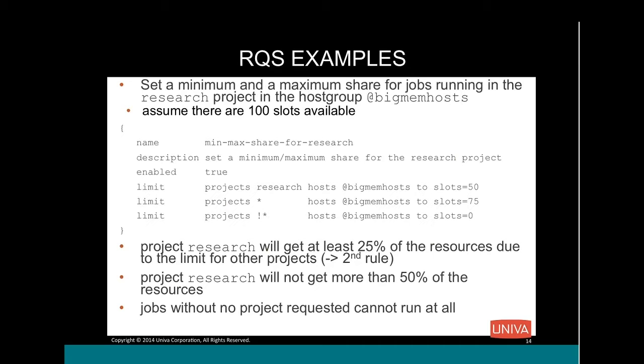So the name, the description, and the enabled are very standard, but you can see there are multiple rules here. In this case, we're limiting projects to the research project, and within the hosts object to all hosts in the host group big mem host to slots 50. So essentially, those people in that research project are allowed to get 50 slots on the hosts in that big mem host group.